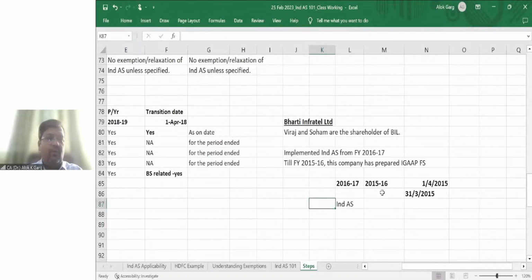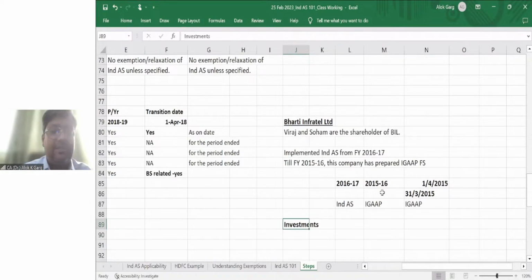So friends, Viraj and Soham are the shareholders and they are non-commerce persons. The company has published its financial statement on Ind AS for the first time in 16-17. But for 14-15, I mean to say 31st March 15 and 31st March 16, the company had already prepared its financial statement as per GAAP. Now let me talk about some investment. This is a real life scenario. I have prepared the financial statement. I have done the Ind AS transition of this company.